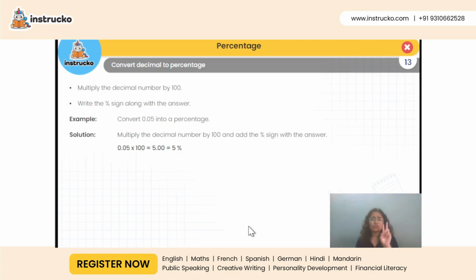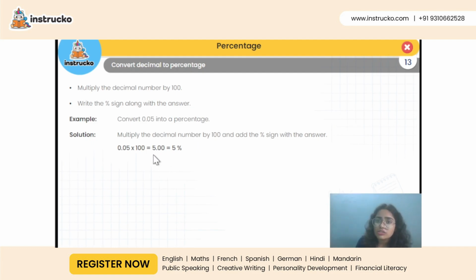This again has two very simple steps, and if we follow them accurately, this is a very simple concept to understand. The first step is to multiply the decimal by 100. Basically, if 0.05 is our decimal and we have to convert it into a percentage, you multiply the decimal by 100. What next? When you multiply 0.05 by 100, you get 5.00, right? What next? You write the percent sign along with the answer.